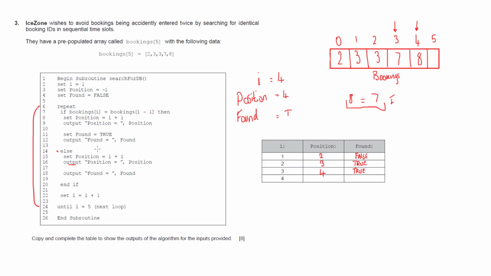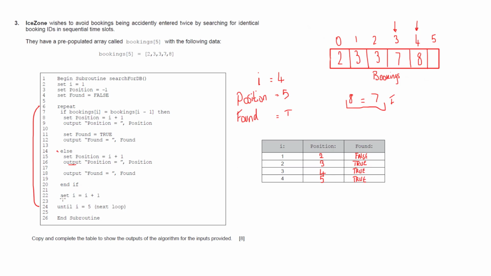Set position equals I plus 1. I is 4, that increments to 5, and then we store that in position. So position is now 5. Then it says output the position. So I output 5 in my table. And then it says output found equals found. Found is still true, so we output true in our table.